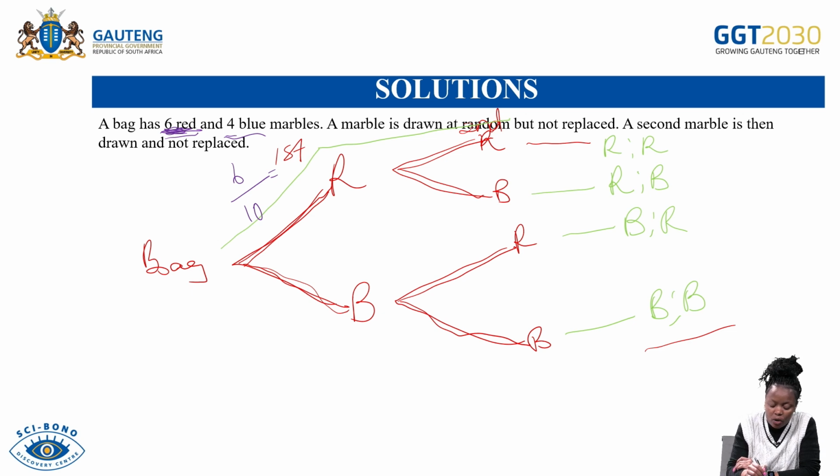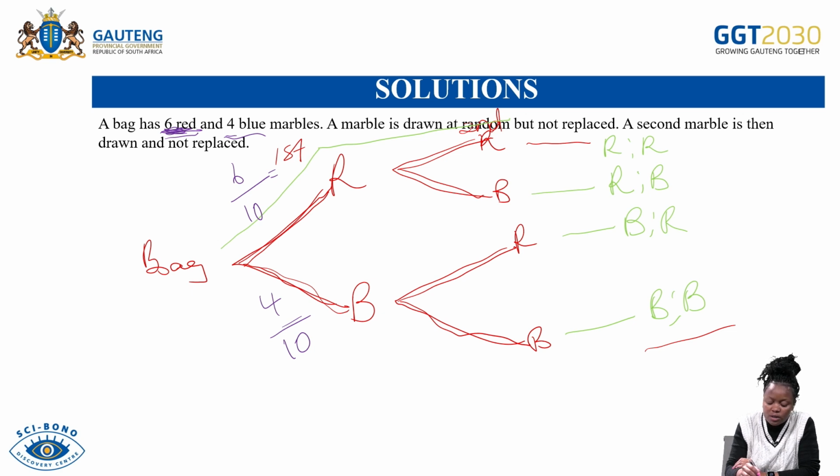It's fine. Okay, and then the probability of drawing a blue marble, it is going to be 4 out of how many possible outcomes? Out of 10 marbles. So you can only draw 4 marbles out of 10 marbles.